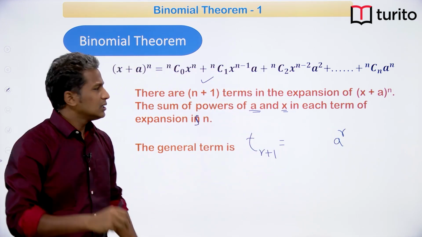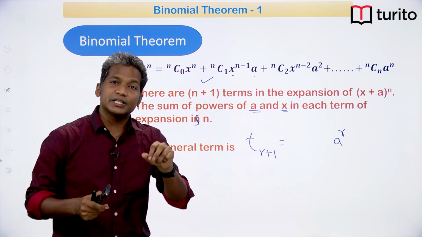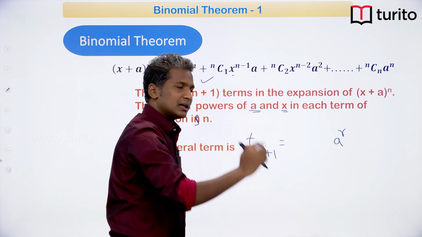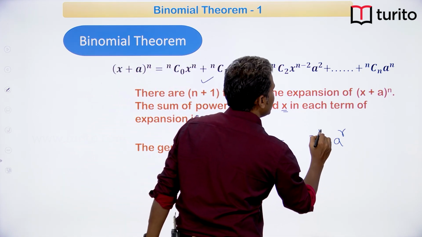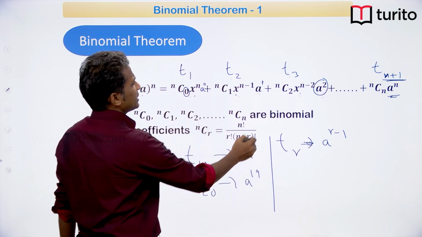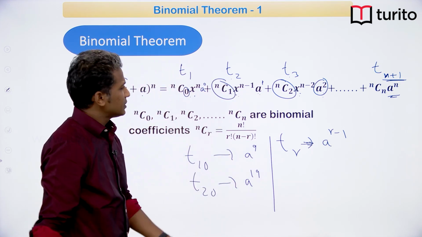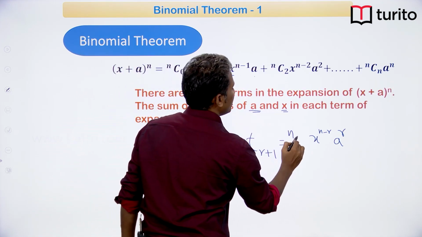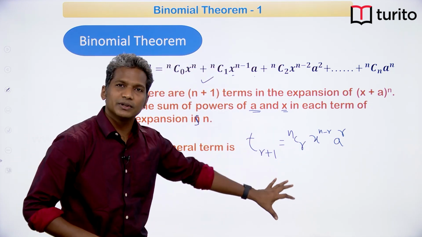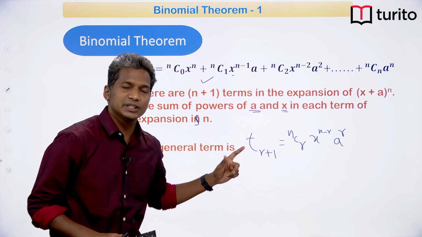Now, we know that both the powers of x and a, the sum of the powers of these two must always be equal to n. So, if a has already taken r, then x must have n minus r, right. And again observe this, T3 has nC2, T2 has nC1. So, that means Tr plus 1 will have nCr. So, this way we can write a formula for the general term, okay. So, I hope you have understood the idea of the general term.